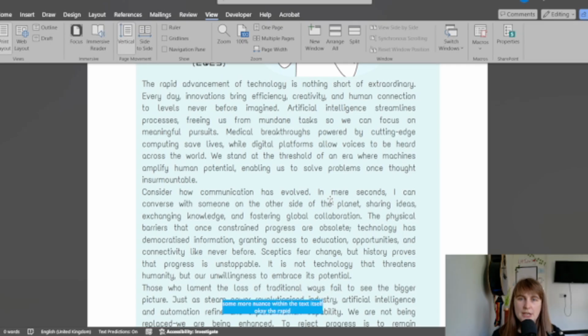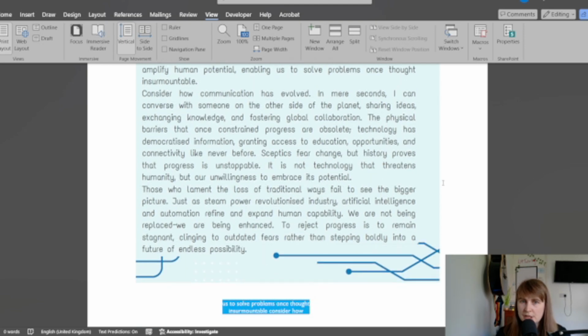The rapid advancement of technology is nothing short of extraordinary. Every day, innovations bring efficiency, creativity, and human connection to levels never before imagined. Artificial intelligence streamlines processes, freeing us from mundane tasks so we can focus on meaningful pursuits. Medical breakthroughs powered by cutting-edge computing save lives, while digital platforms allow voices to be heard across the world. We stand at the threshold of an era where machines amplify human potential, enabling us to solve problems once thought insurmountable. Consider how communication has evolved.